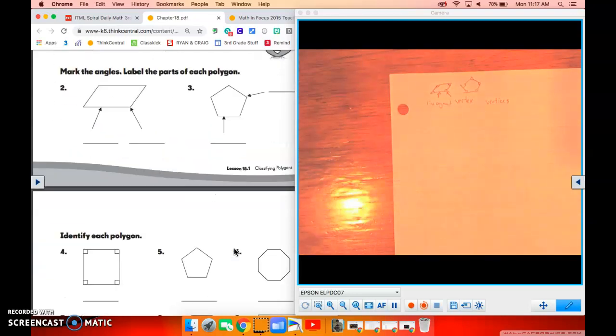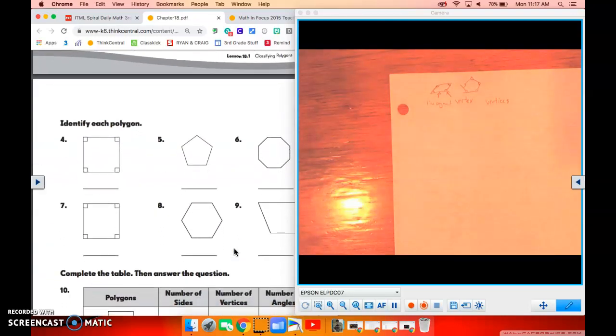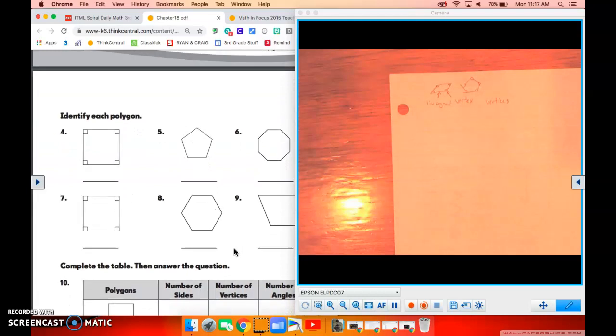Okay, here we go. That was 2 and 3. Numbers 4, 5, 6, 7, 8, and 9 say identify each polygon. Now, I'm a little bit confused here. 4 and 5 look very, very similar. But if you look closely, 4 is technically a rectangle. And 7 is a square, okay? 5 has 5 sides, therefore it is the pentagon.